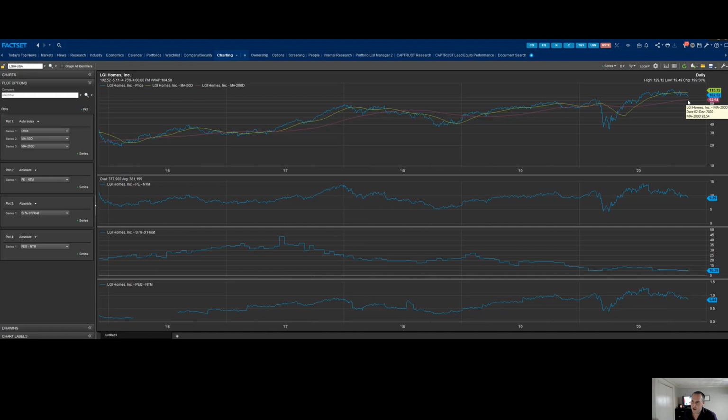If something has gotten really expensive, it will move outside of its moving average. And also, if the 50-day drops below the 200-day, that's usually a bullish signal, right? And you can see that when it happens, the 50-day is below the 200. That typically has been a good entry point.